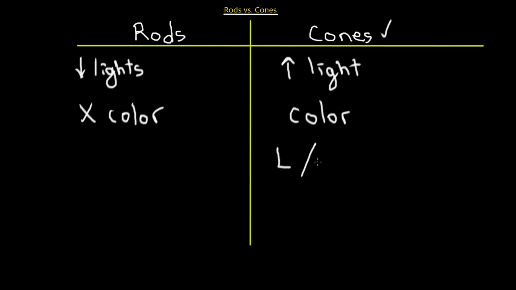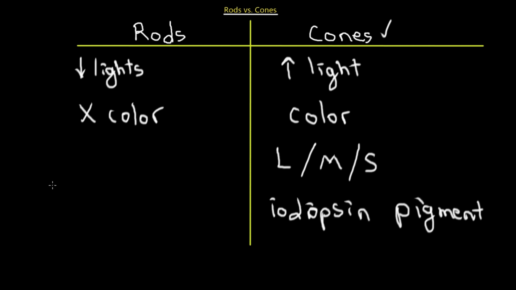There's the L cones, the M cones, and the S cones. These are like sizes, large, medium, small, but they typically depict different wavelengths. So the L cone is going to depict the long wavelength, the M cone is going to depict the middle wavelength, and the S cone is going to depict the short wavelength. And these are going to contain iodopsin pigment, and in contrast, the rods are going to contain rhodopsin pigment.